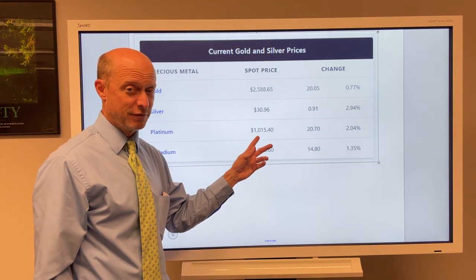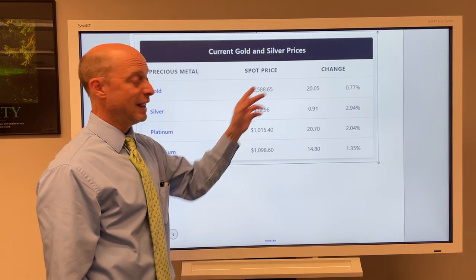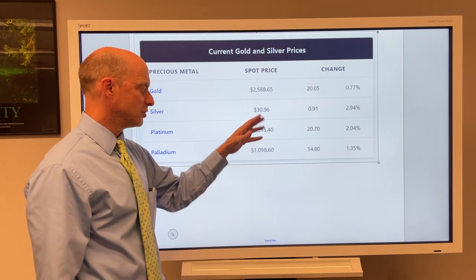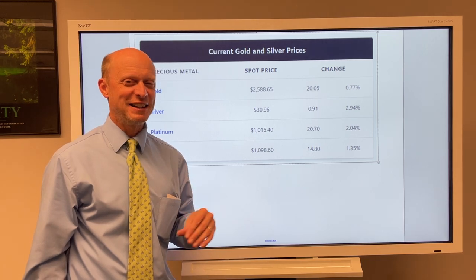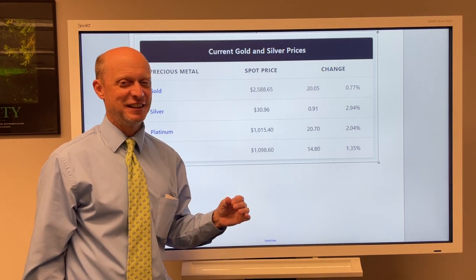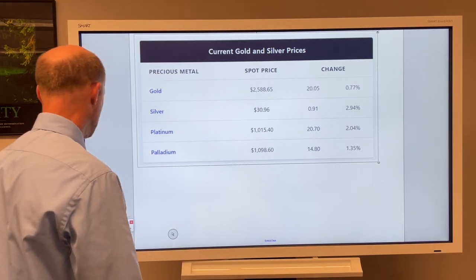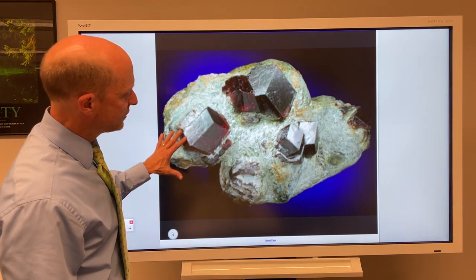I would like to have a few ounces of platinum laying around. That'd be pretty awesome at $1,000 an ounce, but less than half of gold. So that's kind of interesting. And palladium, less common, is also around $1,000 an ounce. So this is why so many people are trying to go after gold mining, because it is very valuable.